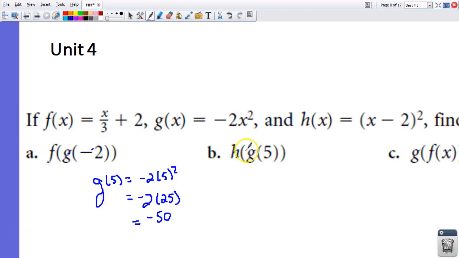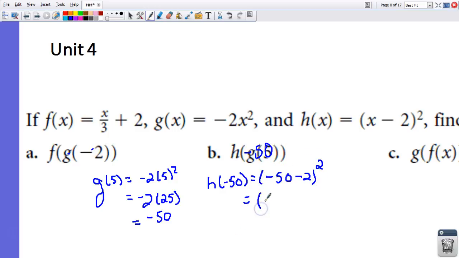So now we need to find h of -50. So h of -50, I'm going to rewrite the equation for h, but everywhere there's an x, instead I'm going to put -50 minus 2 squared. You guys were really good at remembering that you need to do the inside of the parentheses first. However, most of you were pretty terrible about remembering how to add and subtract negative numbers.